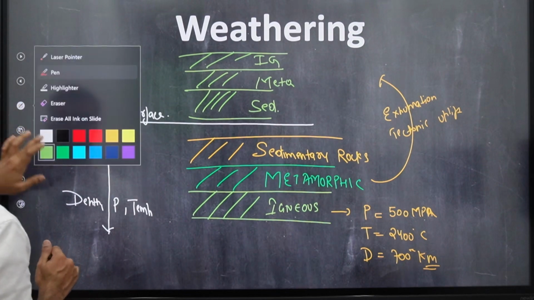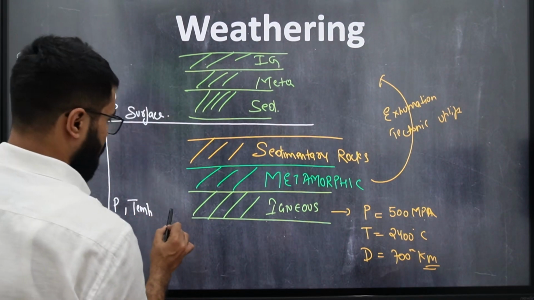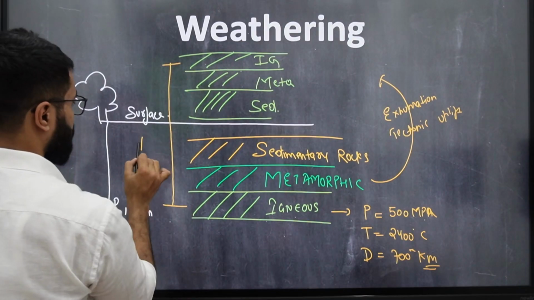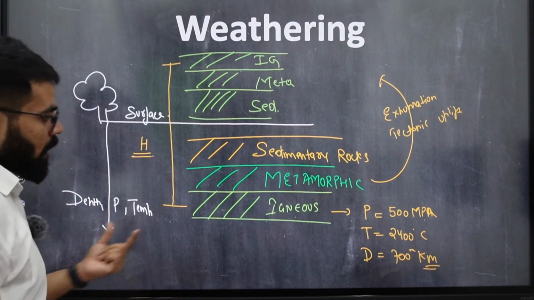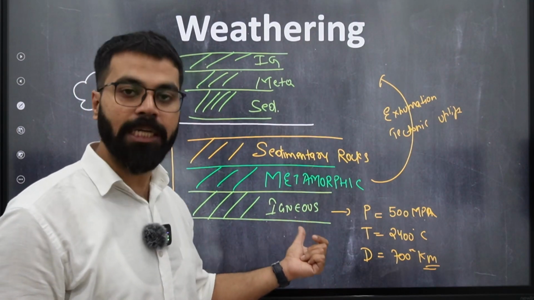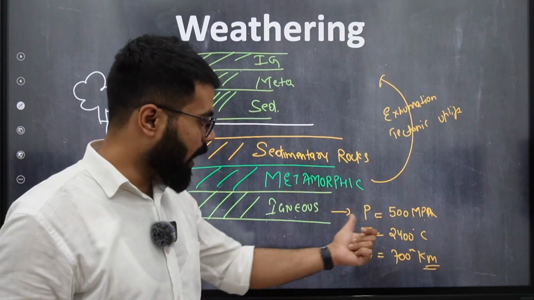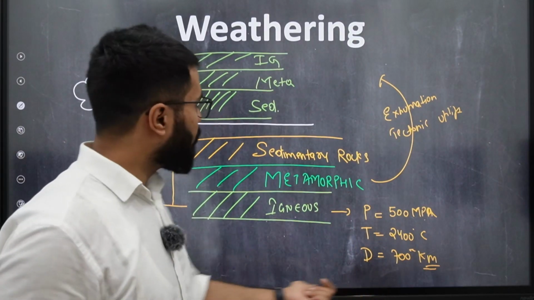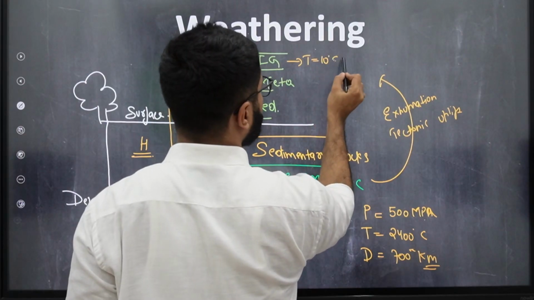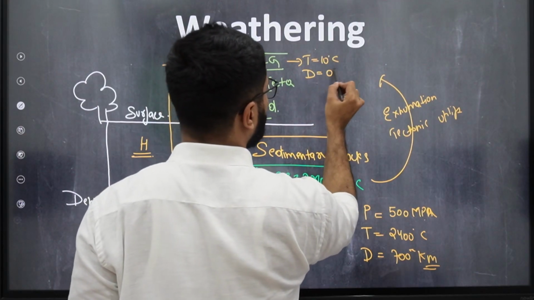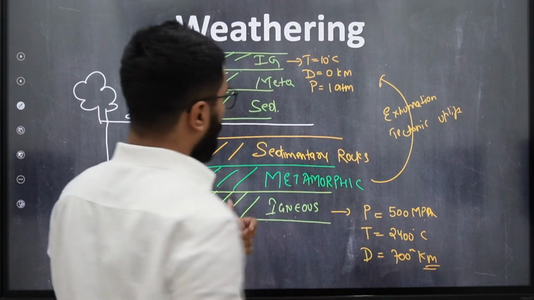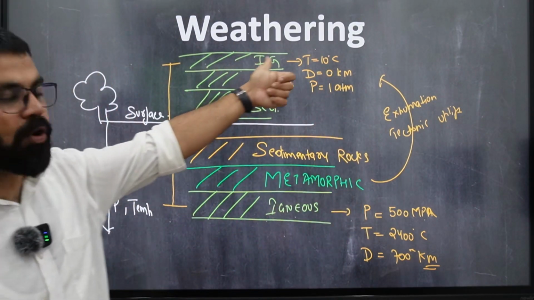Now you tell me. Have a close look. This igneous rock has moved from this depth to this. This is the edge. The constituents, the minerals, the crystals of these igneous rocks are more stable at these pressure, temperature, and depth. But on the surface, temperature is approximately 10 degrees Celsius, depth is 0 kilometers, pressure is 1 atmosphere. Will they be stable over here?